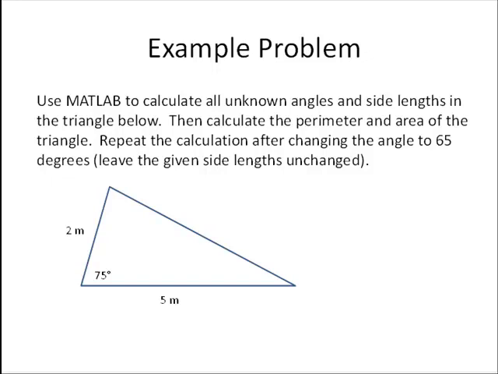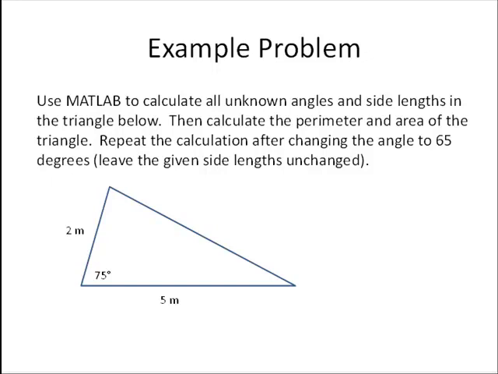In this video, we're going to use Matlab to solve a simple geometry problem. So let's read the problem statement here. It says, use Matlab to calculate all unknown angles and side lengths in the triangle below. Then calculate the perimeter and area of the triangle. Then repeat the calculation after changing the angle to 65 degrees. Leave the given side lengths unchanged.